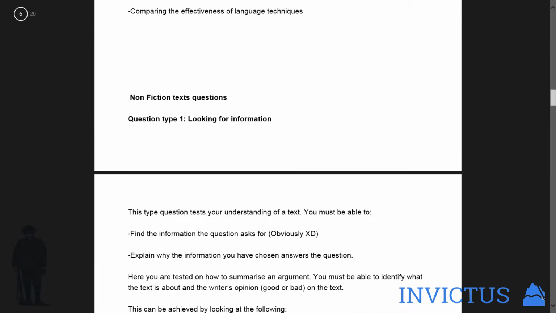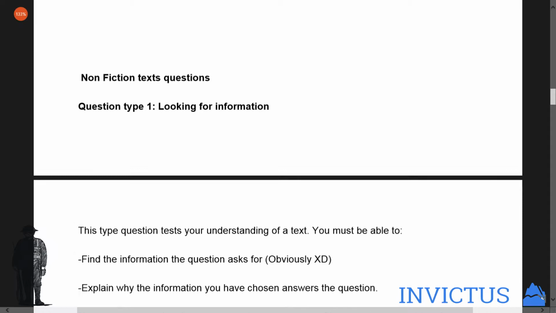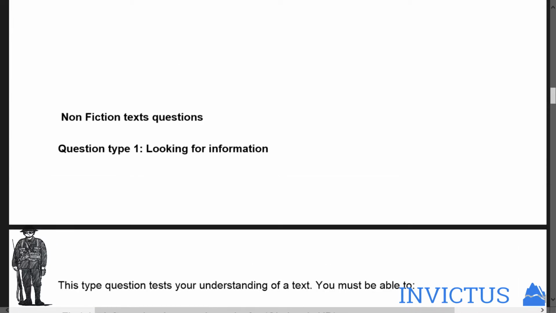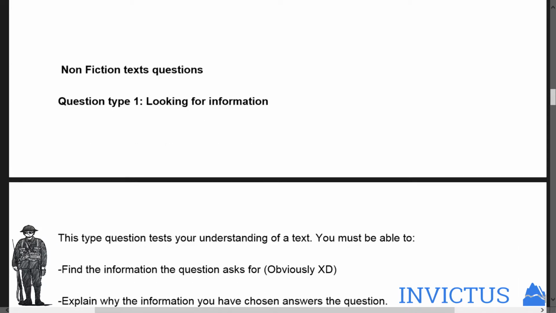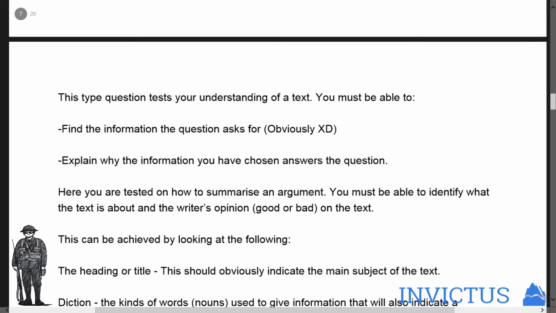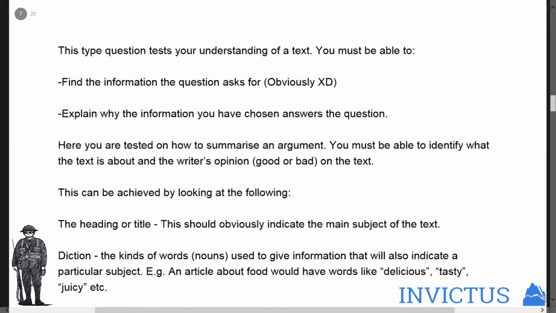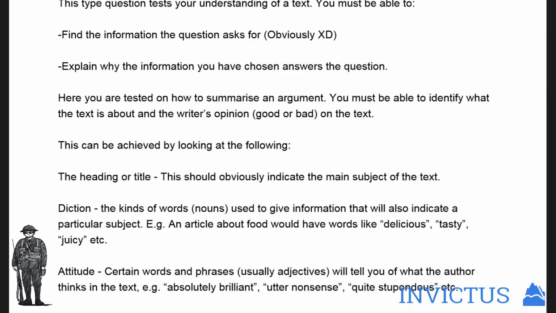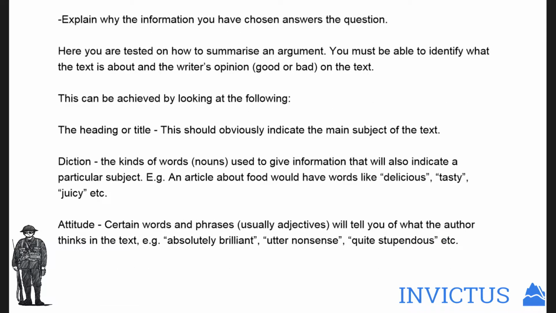In fact, why not let us zoom in a bit? Here we go, because it's hurting my eyes a bit. So, non-fictional texts. Question type 1, looking for information. For this type, it tests your understanding of the text. You must be able to find the information, explain why the information you have chosen answers the question, again, because you pick your own resources to answer the question. And here you're tested on how to summarize.